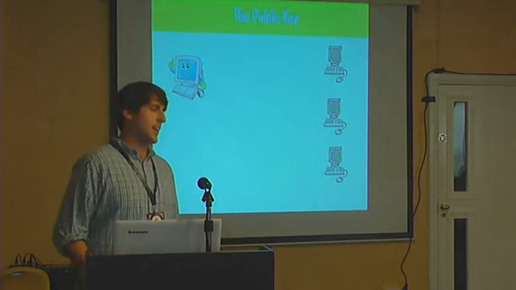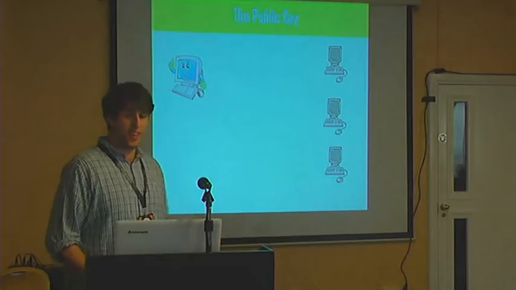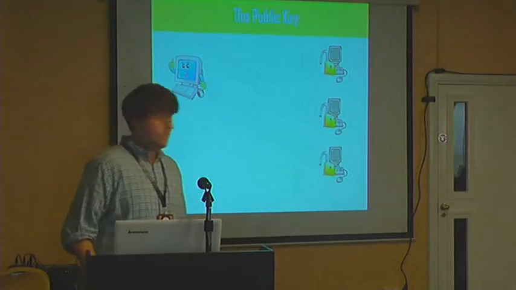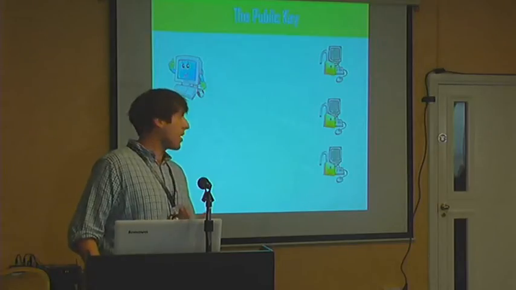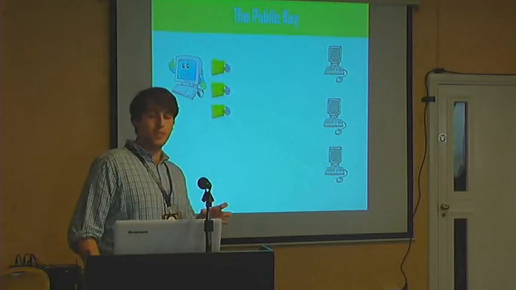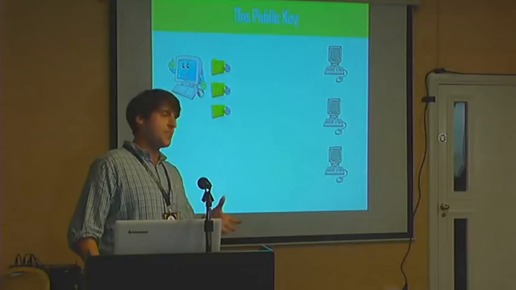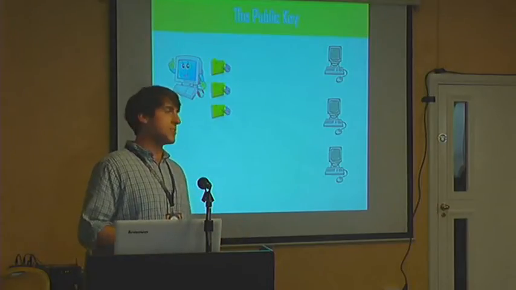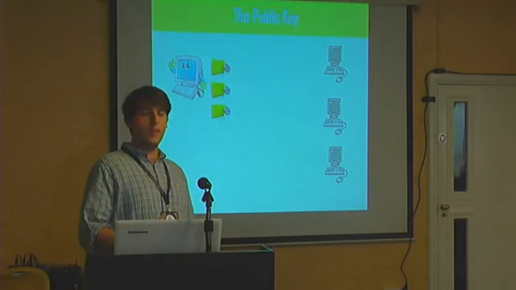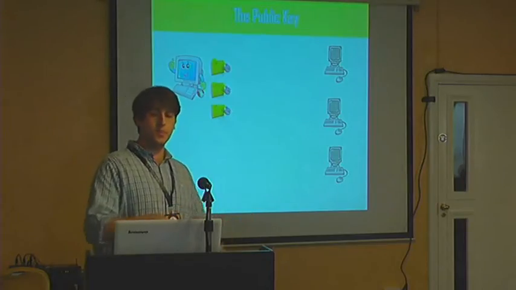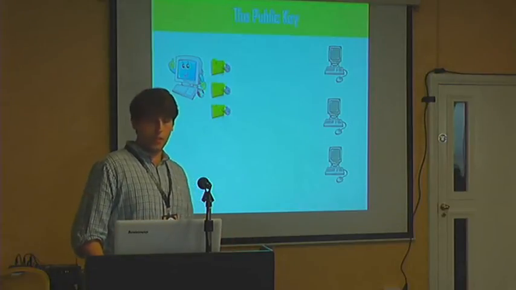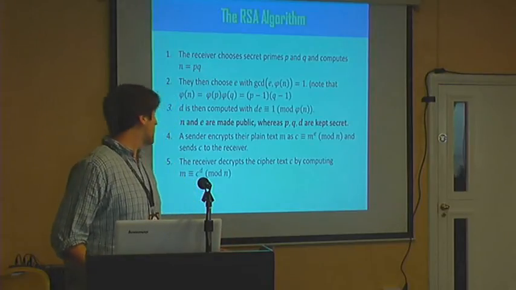This is kind of like handing out a bunch of open locks. Anyone can grab a lock and secure a bit of information, but then only I, with the private key, can then unlock that information again. This is all well and good, but how exactly do we produce two such keys which have the required properties, that they are each other's inverse, but also one is nearly impossible to infer from the other? Well, this is exactly the RSA method.